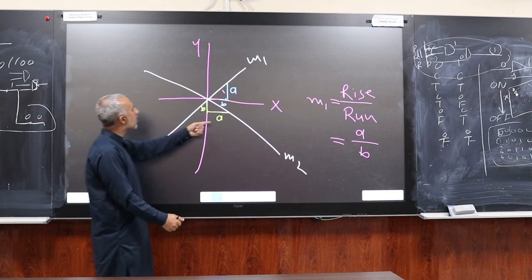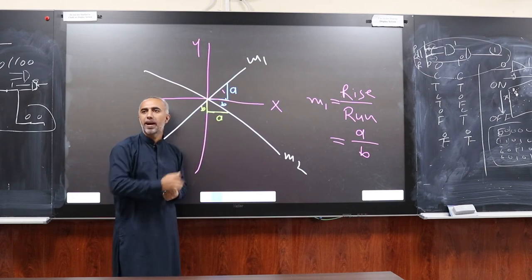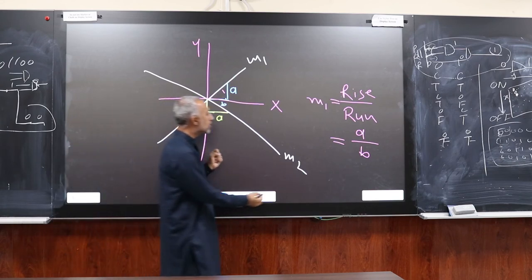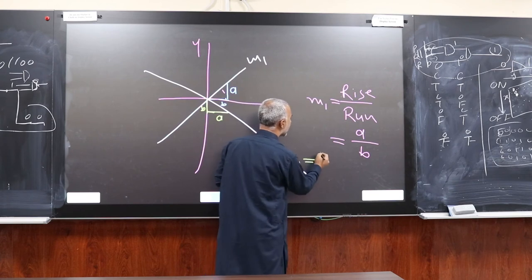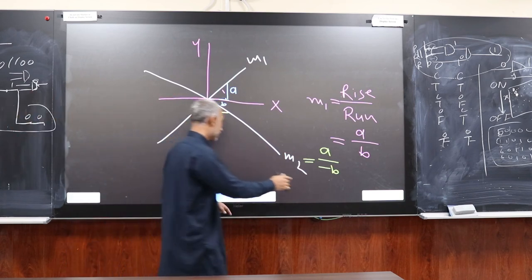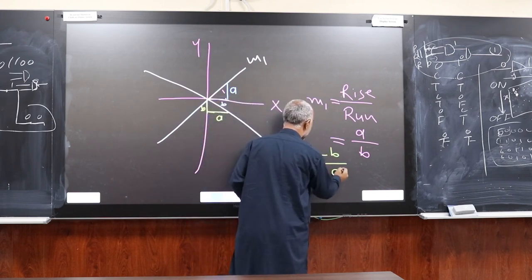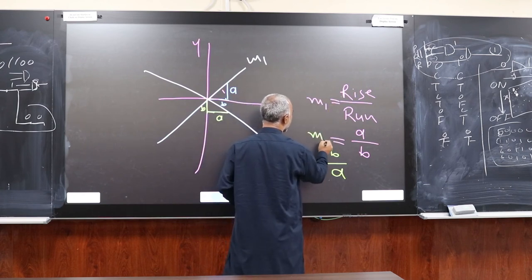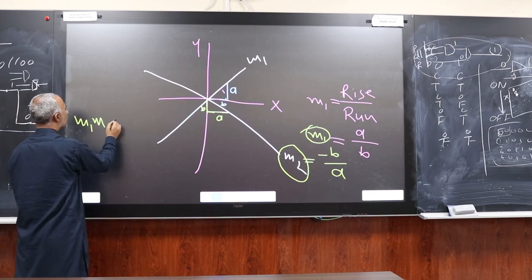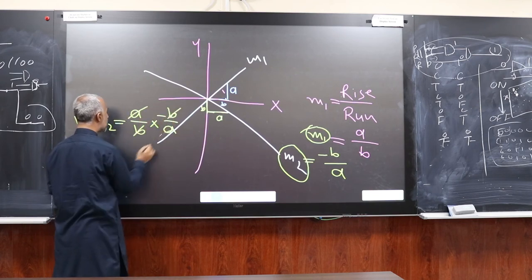So, my child, now see, A is a positive quantity along the positive x-axis. And what about B? Negative. So the slope in this case is, rise over run, minus B over A. Now we have this one, m1, and we have another, m2. If we multiply m1 and m2, A over B multiplied by minus B over A, it cancels out and you will get minus 1.